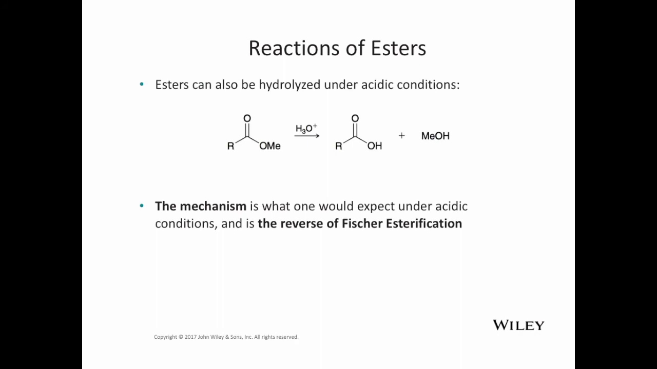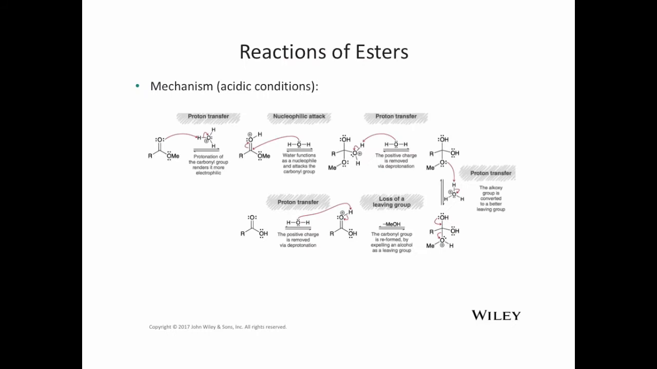And esters can be hydrolyzed under acidic conditions. This mechanism is what one would expect under acidic conditions and is simply the reverse of the Fischer esterification. Since we're in acid, the first step is you protonate the carbonyl oxygen to make a souped up electrophile. Now water is your nucleophile. Then you do several proton transfers until you're ready to remove the OR group. Now we can collapse this intermediate to remove the leaving group, which is methanol in this case, and then a final proton transfer gets us to our carboxylic acid product.